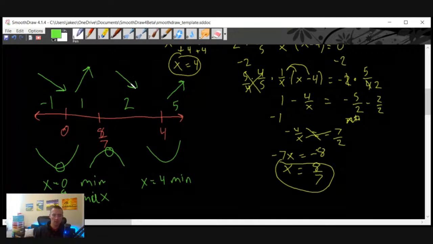If you were decreasing to the left and decreasing to the right, that would create something like this. That is not going to be a maximum or a minimum. Or if you're increasing to the left and then increasing to the right like that, again, it's not going to be a max or a min. In this case, we did have a maximum or a minimum for all three of these critical numbers.